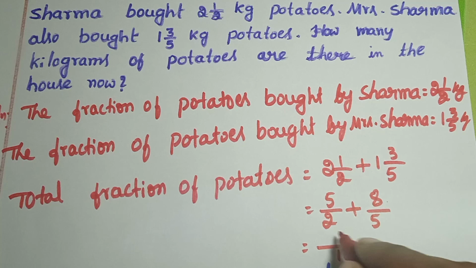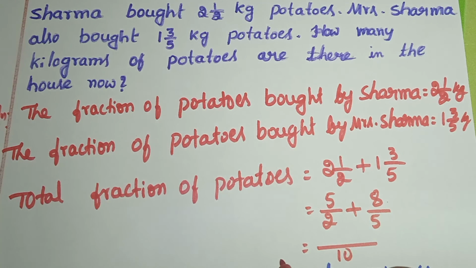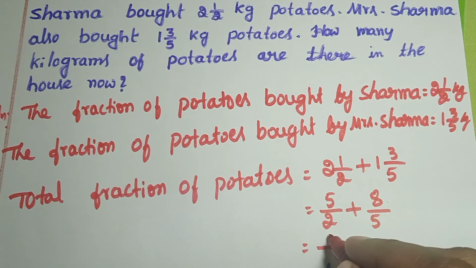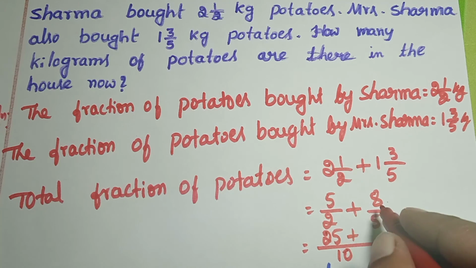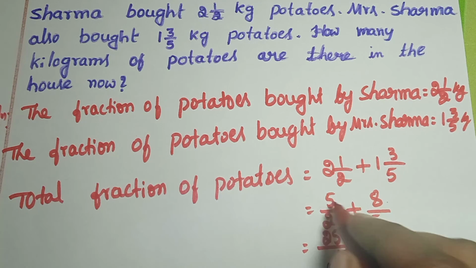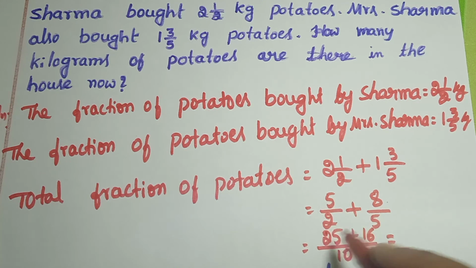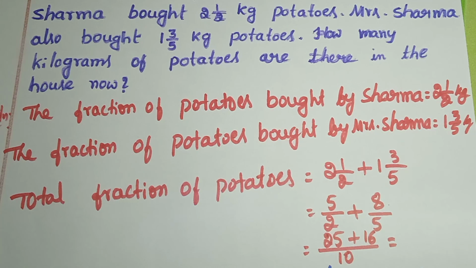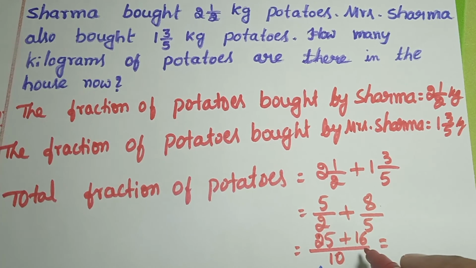Okay, what is the LCM here? 10 is the LCM because 2 and 5 are prime numbers, not possible to divide with another number. Okay, 10 is the LCM. Then 2 5s are 10. 5 into 5 is 25, plus 5 2s are 10. 2 into 8 is 16. See cross multiplication, children, here. 5 5s are 25, 2 8s are 16. If the denominators are prime numbers, then we have this rule. Okay, cross multiplication rule.